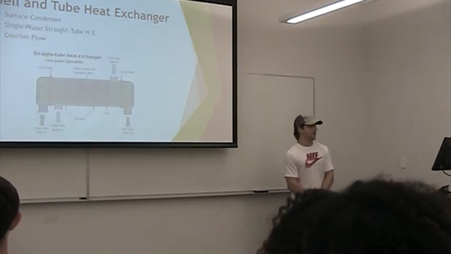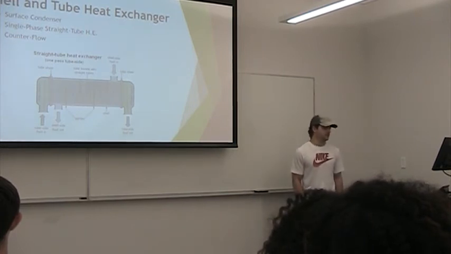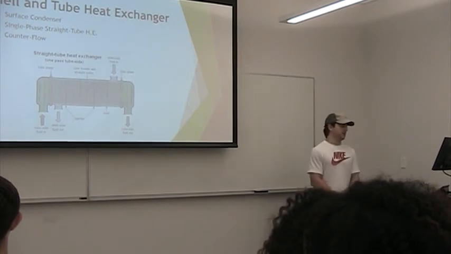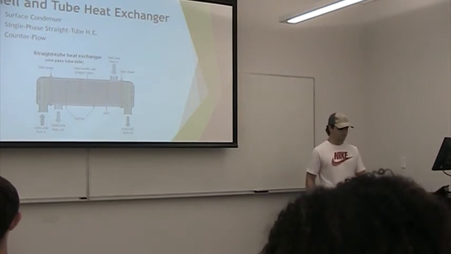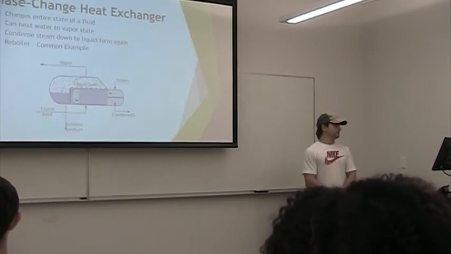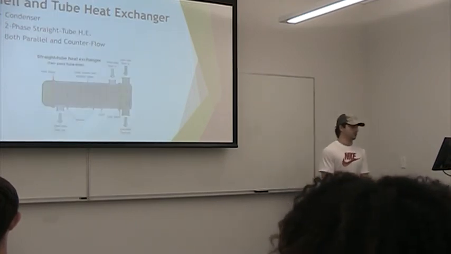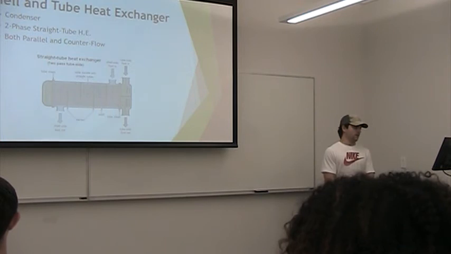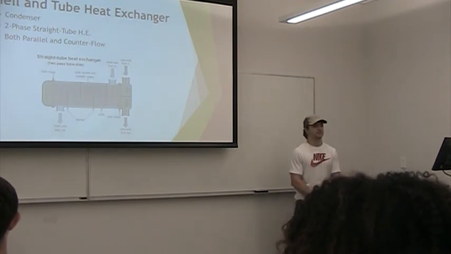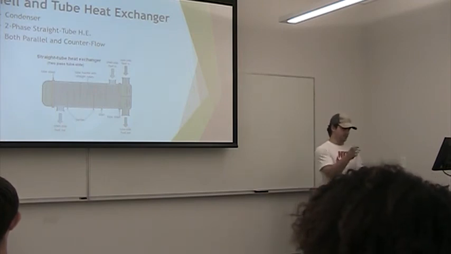Another example is a straight tube heat exchanger. This is just a single phase, and as you can see, the fluids enter on different sides. They flow across each other and then exit on the opposing sides. And then a two-phase straight tube is also a condenser, but this one is kind of a hybrid between the two. As the fluid comes in on the top on both sides, they're flowing in parallel, and then as the green fluid comes back around, they're again in counterflow.